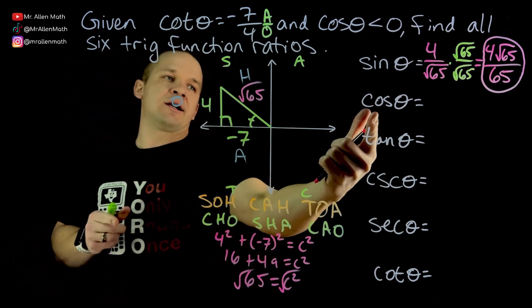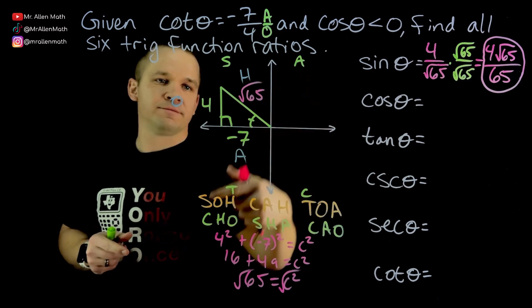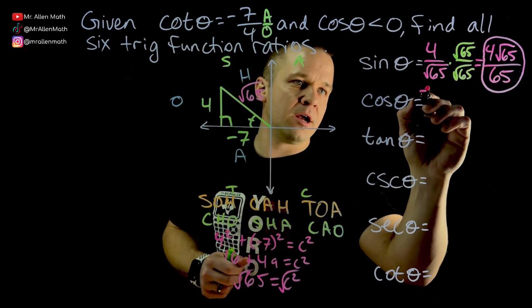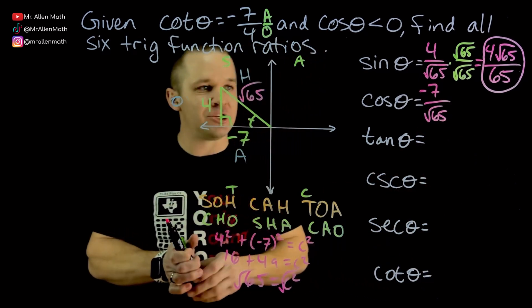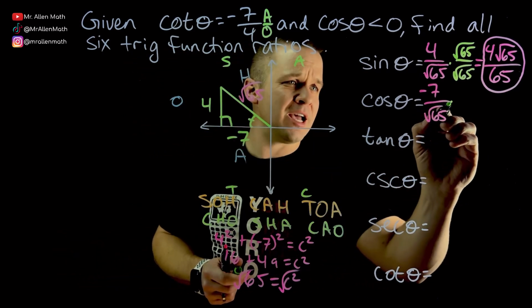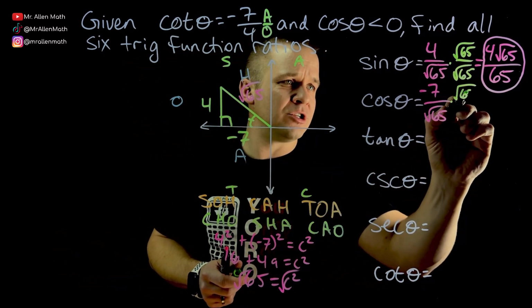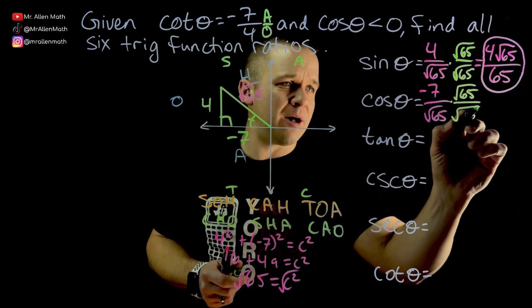All right. Cosine, guys. Cosine of theta. Adjacent over hypotenuse. Oh, boy. Here we go. -7 over the square root of 65. As you can imagine, it'll be the same process here. The same wonderful waste of time that we just had with rationalizing the denominator.